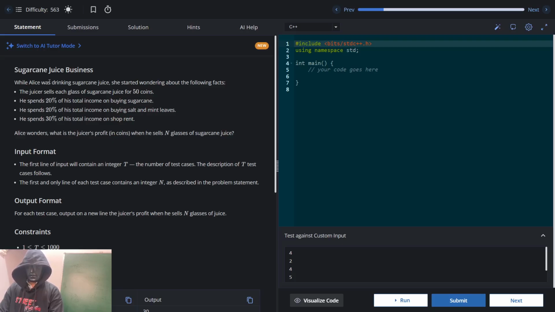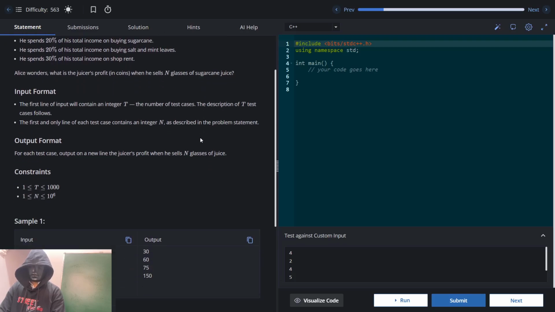While Alice was drinking sugarcane juice, she started wondering about the following fact. The juicer sells each glass of sugarcane juice for 50 coins. He spends 20% of his total income on buying sugarcane. He spends 20% of his total income on buying salt and mint leaves. He spends 30% of his total income on shop rent. Alice wonders what is the juicer's profit in coins when he sells n glasses of sugarcane juice.